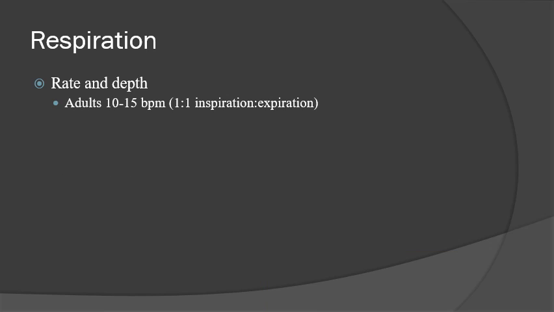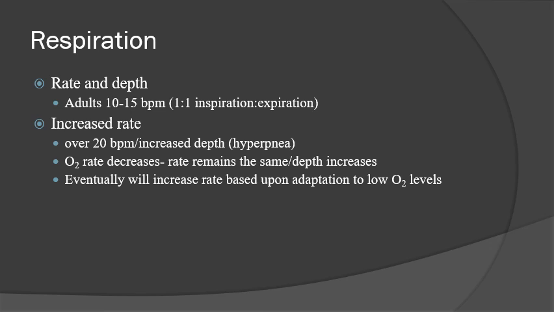Again, looking at respiration now, here I'm saying 10 to 15 breaths per minute. Both 10 to 15 and 12 to 20 would be normal rates. You also want to note the 1-to-1 ratio of inspiration to expiration. If there's an increased rate, over 20 breaths per minute, with increased depth, that's hyperpnea. That's going to be due to decreases in oxygen.